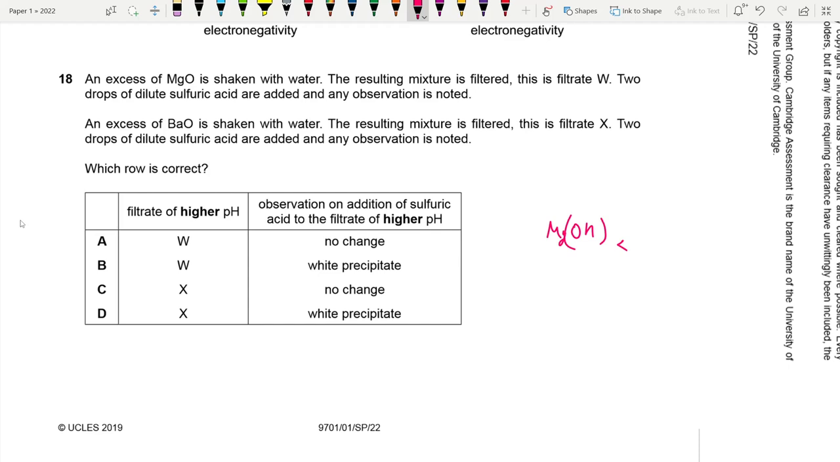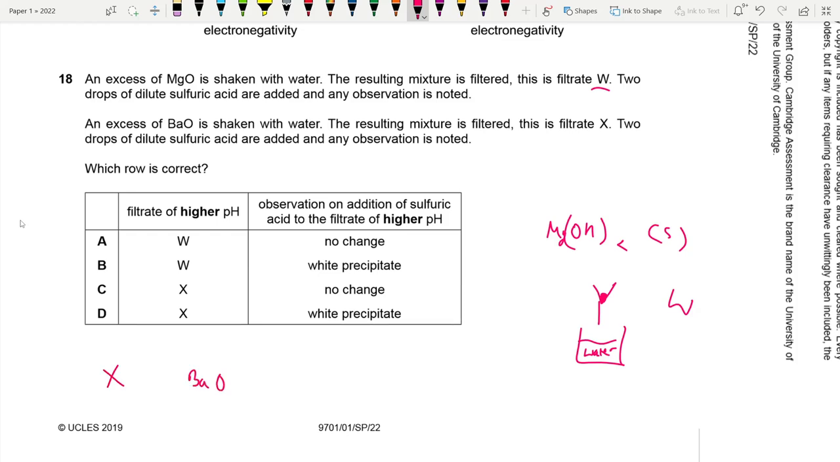an excess of MgO is shaken with water. The resulting mixture is filtered. This is filtrate W. 2 drops of dilute sulfuric acid are added and any observation is noted. This is the first one, and then the next one, that's W, right? So in W, we basically have a precipitate. This is solid, right? So after filtration, the magnesium hydroxide will be stuck here and water will pass through. Get it? For W.